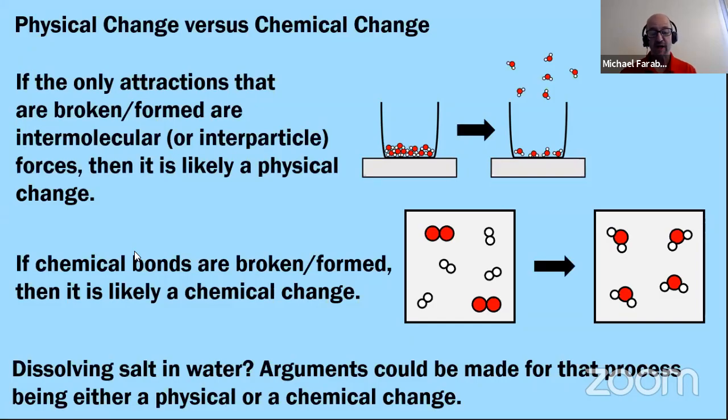Chemical, because ionic bonds are broken as the salt dissolves, possibly a physical change because we are producing interparticle forces such as ion-dipole forces. So the AP exam would not ask students to classify the dissolving of salt in water to be a physical or a chemical change. That's too ambiguous. So again, focusing on phase changes and simple breaking of intermolecular forces would be physical. Breaking chemical bonds to produce new substances, chemical change.